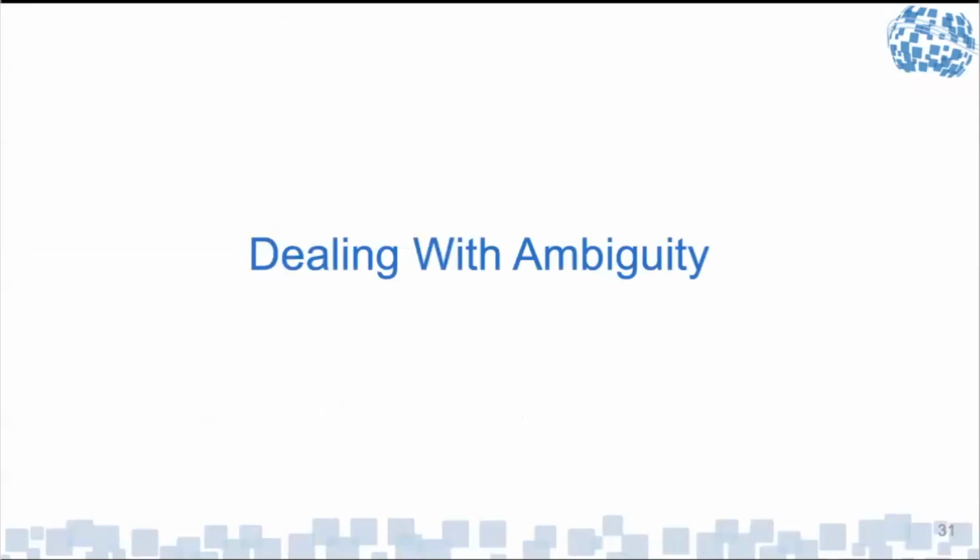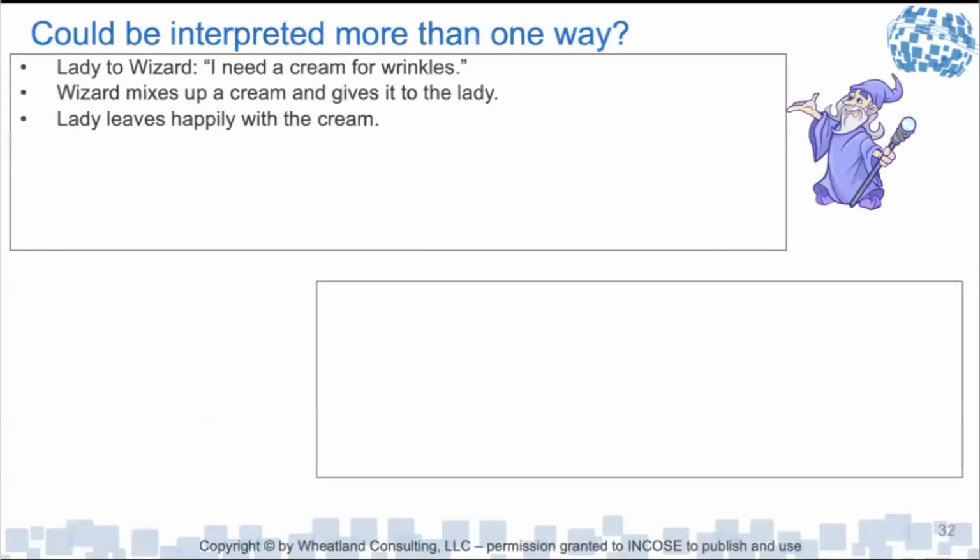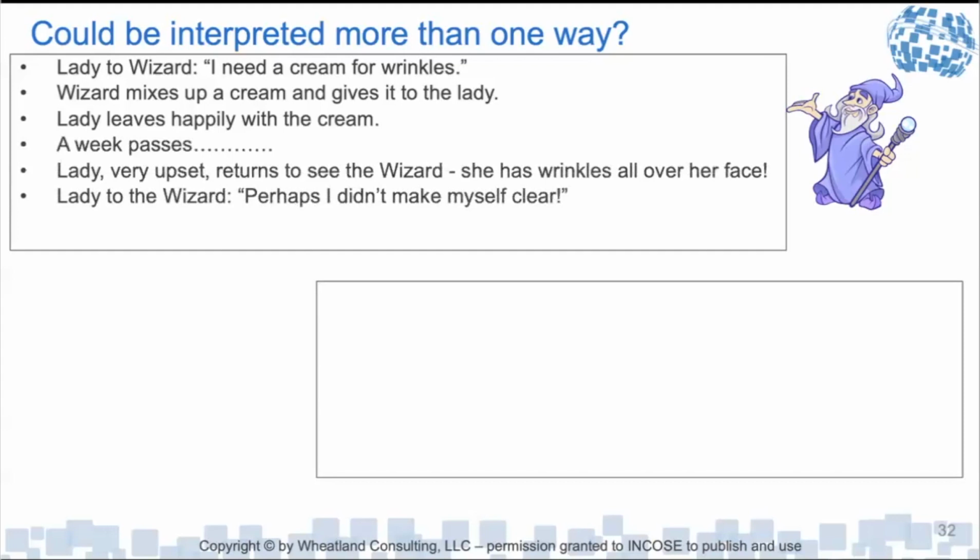The use of ambiguous terms is one of the major defects that we see in our requirements. Here's an example. A lady says to a wizard, "I need a cream for wrinkles." The wizard makes up a cream and gives it to the lady. She leaves happily with the cream, but then a week passes, and very upset, she returns with wrinkles all over her face. And the lady says, "Perhaps I didn't make myself clear." What does the word "for" mean? To give, remove, or prevent.